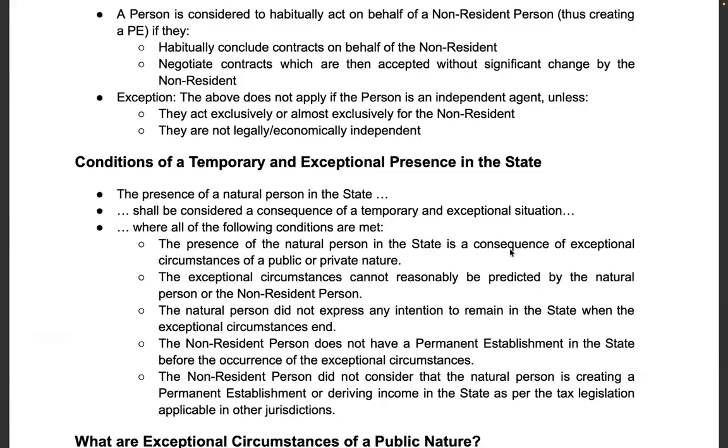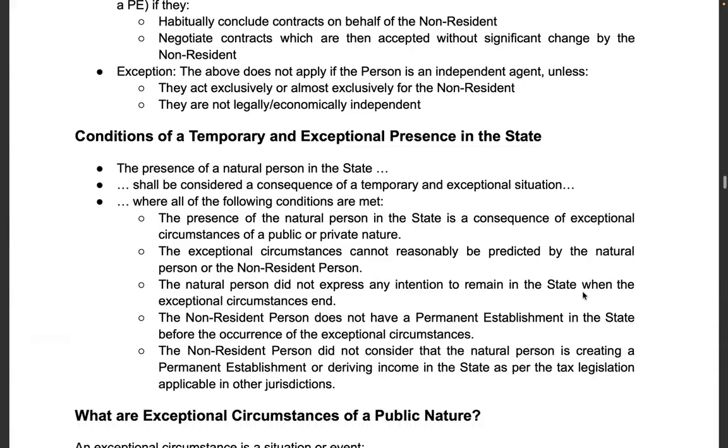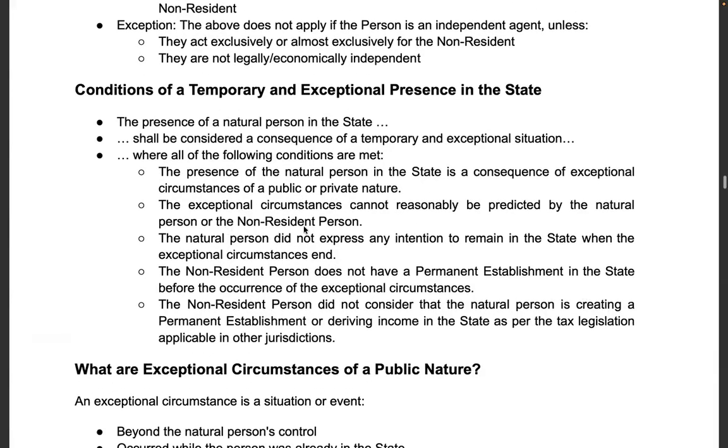First, the presence of the natural person in the UAE is a consequence of exceptional circumstances of a public or private nature. It can be public, like COVID or some regional level conflict or unrest. But it can be private as well, because of personal reasons, say you got seriously ill and hospitalized. Second, the exceptional circumstances cannot reasonably be predicted by the natural person or the non-resident person. It was a total surprise. Nobody knew it would come to that.